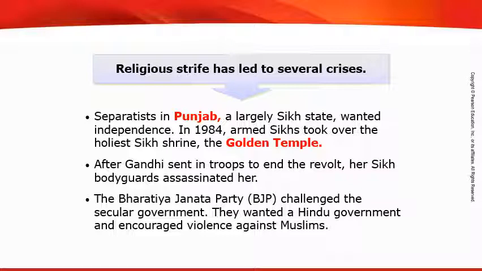This is what I discussed one slide before, the issue of the Golden Temple. Sikhs in Punjab wanted separation, and ultimately in 1984, some armed Sikhs took over the holiest shrine as a kind of protest. But the Indian government sent soldiers to put down the revolt. Ultimately, the Sikhs, in a fire of revenge, managed to kill the Indian Prime Minister who ordered the raid on the Golden Temple, the Sikh holiest shrine.